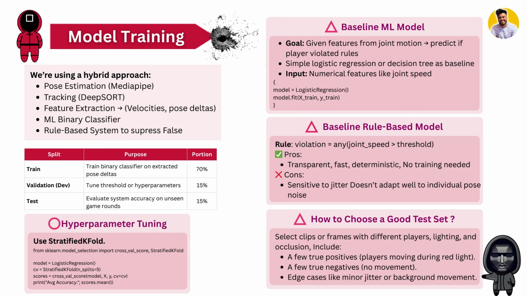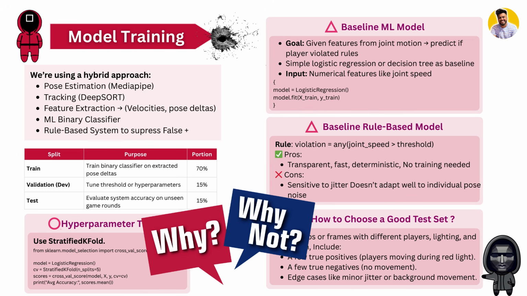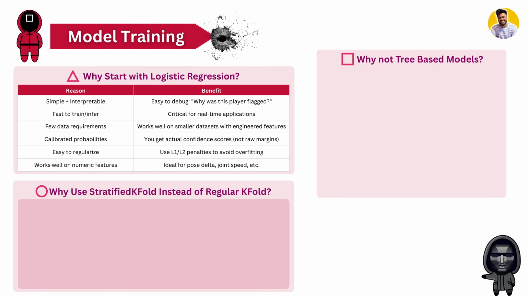And now comes the part of hyperparameter tuning, and for that we use stratified k-fold to tune our logistic regression model. And now the question comes, why only these tools or models do we use? Why not other tools? So let me clear that as well. We use logistic regression here because it is very simple, interpretable, and fast to train and for inference as well. It works really well on numeric data and is very easy to optimize as well.